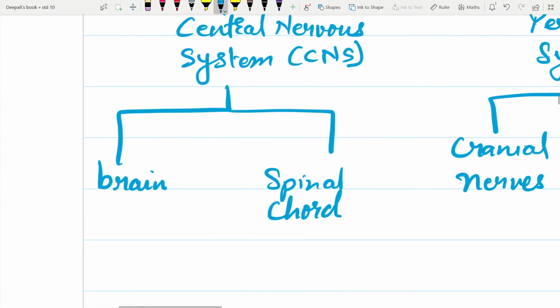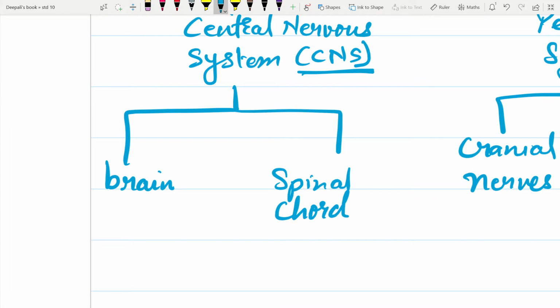Now, the general function of the CNS is it receives information from the external environment and other parts of the body and brings about integration, that is, brings about coordination between the external stimuli and the human body. Spinal cord is involved in reflex action, and the brain is the main coordinating center of the body, like your computer. The CPU of the computer is the brain of the computer. The peripheral nervous system communicates between the CNS and the other parts of the body.